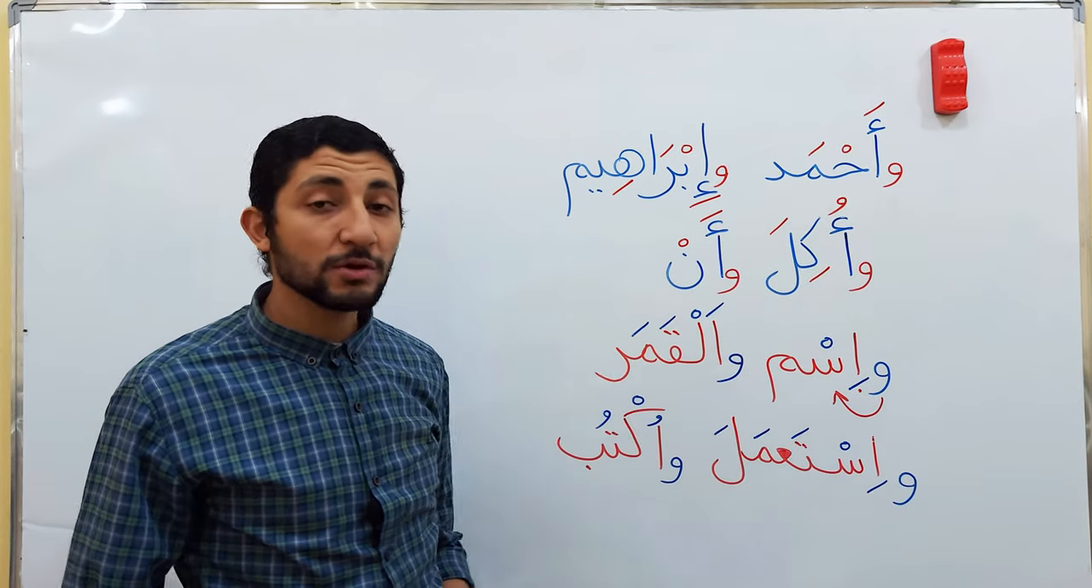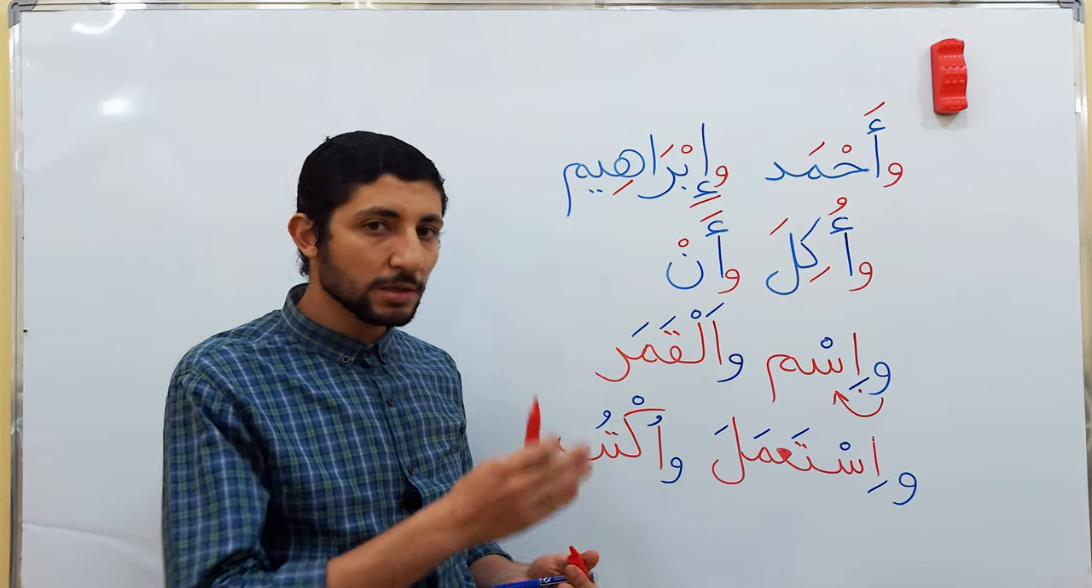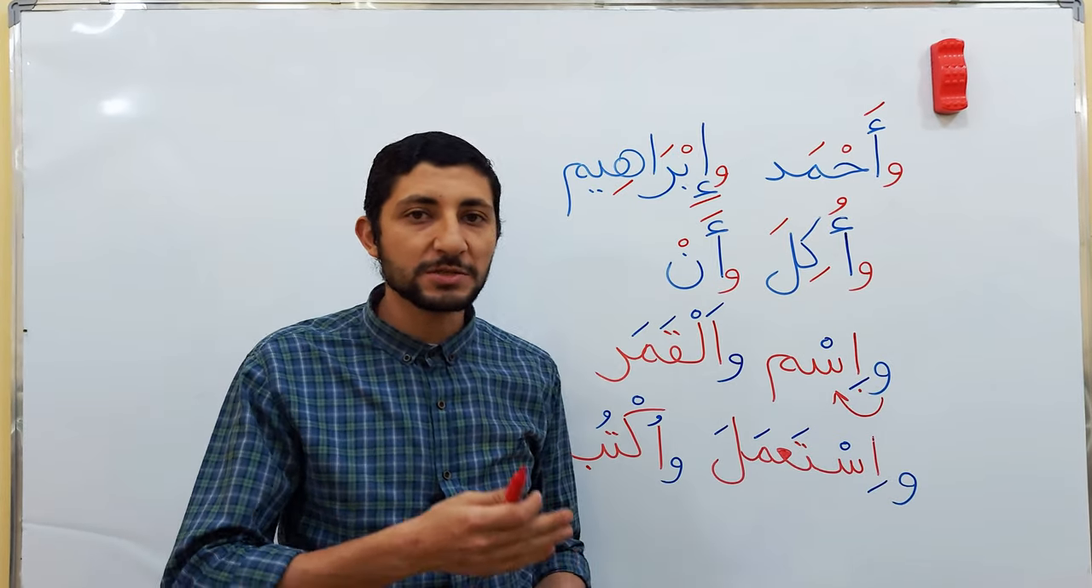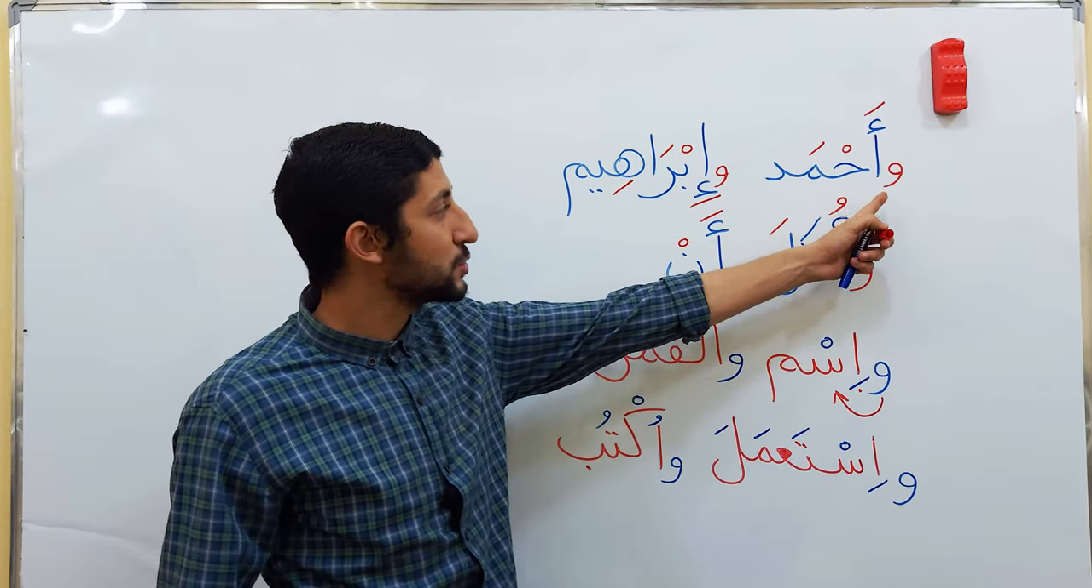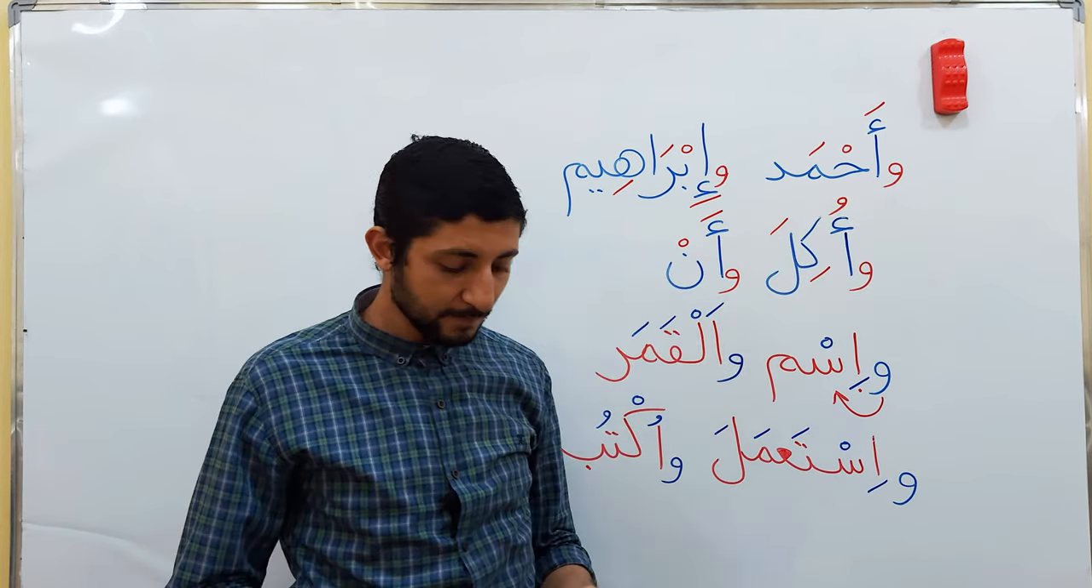But this one, we call it hamzatu al-qat'. Qat' means cutting, because it's cutting. It makes a barrier between what's before and what's after. This one, wa-a, you must read this one.